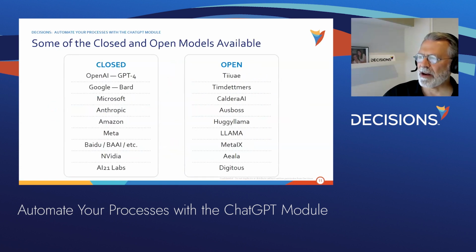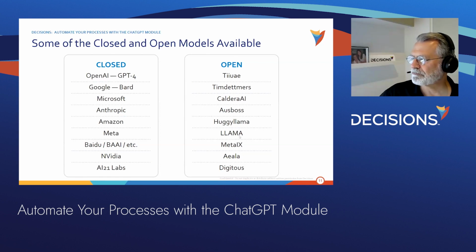So you're also going to hear a lot about closed and open large language models. OpenAI is the most famous right now, but Google, Microsoft, a company called Anthropic, Amazon, Facebook or Meta, Baidu, a couple of Chinese companies are coming out with these large language models where they basically control how the whole thing works. But there's also a bunch of open models.